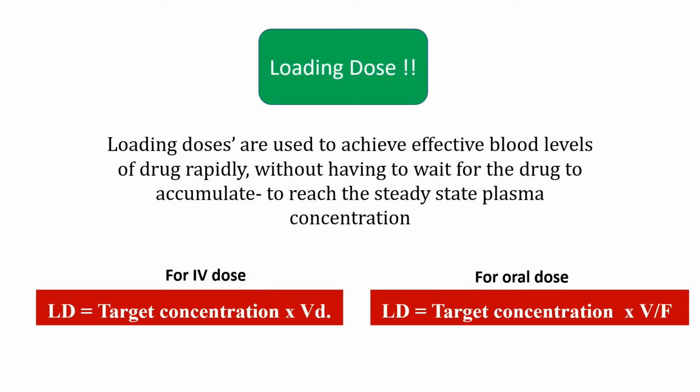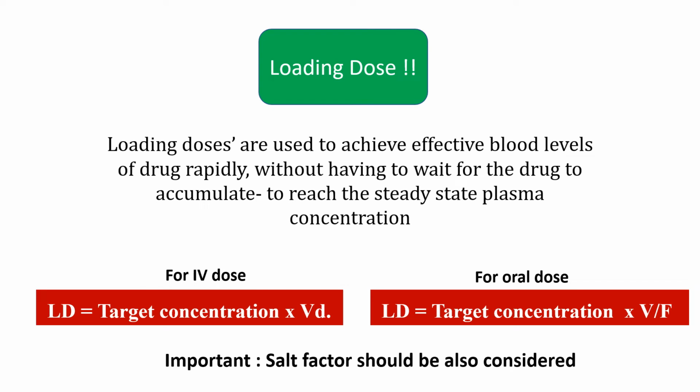If you are confused about what a loading dose is, it is used to achieve effective blood levels of the drug rapidly without having to wait for the drug to accumulate. That is, to reach the steady-state plasma concentration. For an IV dose, you can just calculate the loading dose. It is equivalent to the target concentration times the volume of distribution. Whereas for an oral dose, we have to divide the calculation by the bioavailability. However, you also have to think about a factor called the salt factor, which also needs to be considered while calculating the loading dose.